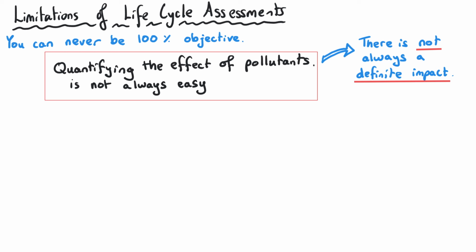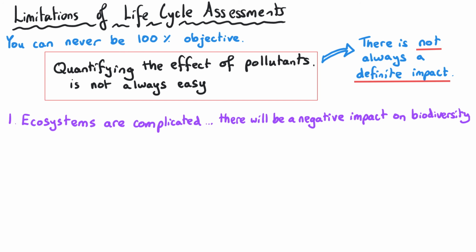And this is for a number of reasons. One of which is that ecosystems are complicated and variable, and so the impact on biodiversity, whilst we can be confident it might be negative, we can't quantify it.